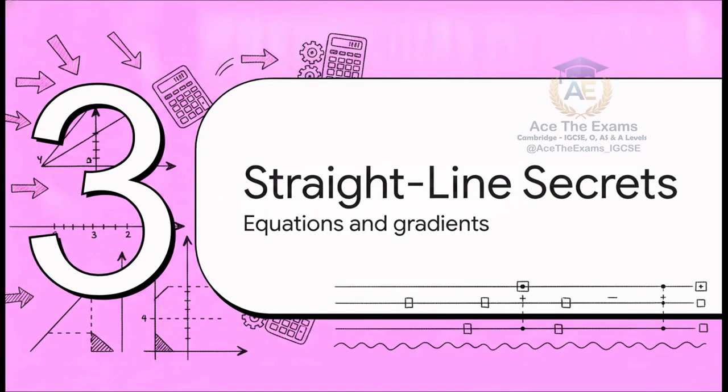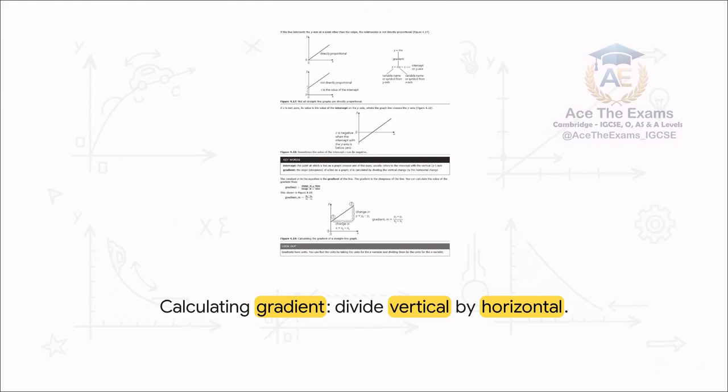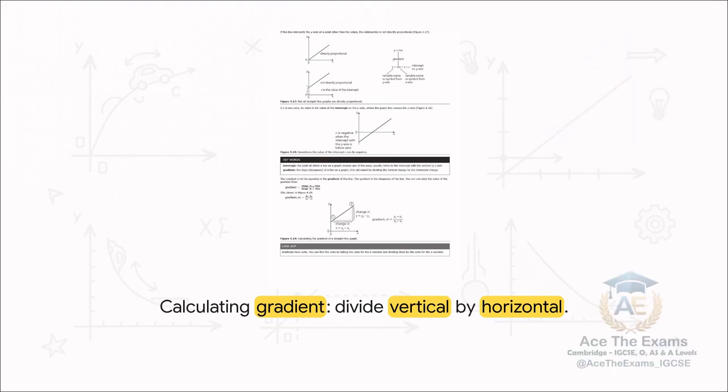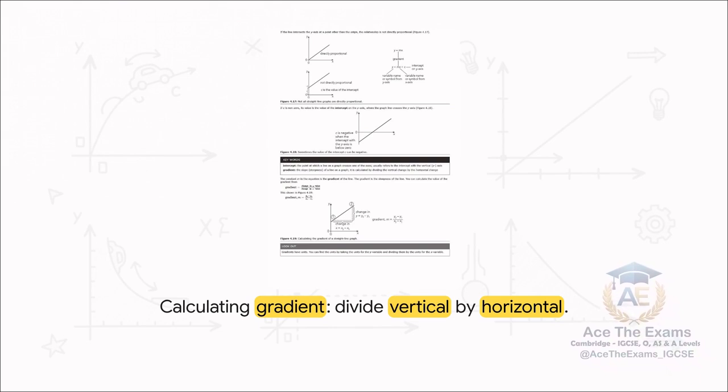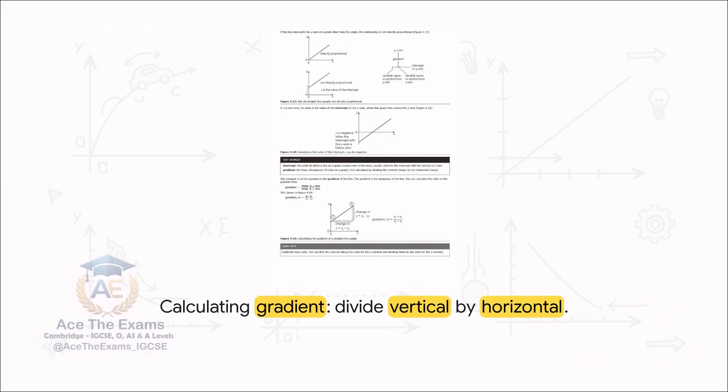Let's transition into Section 3, Straight Line Secrets, where we unlock the hidden power of equations, gradients, and intercepts. Listen, every straight line graph you will ever see holds the famous general equation y equals mx plus c. To find m, which is the gradient or the steepness of the line, we simply divide the vertical change by the horizontal change, the classic rise over run.